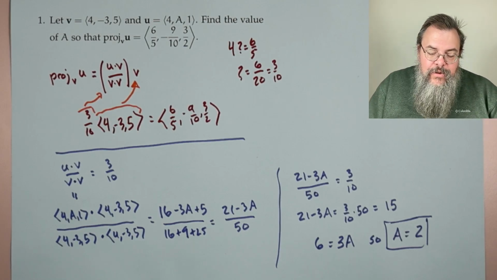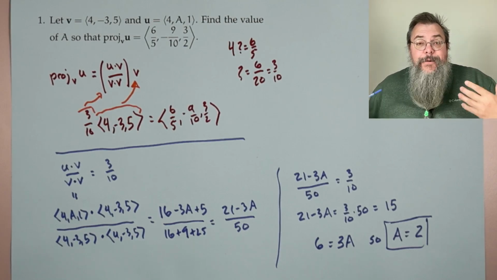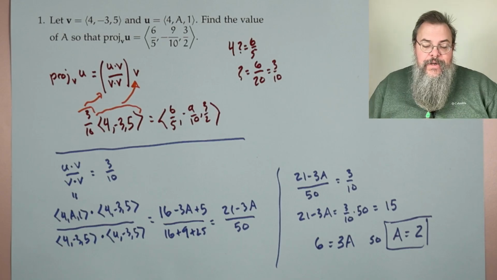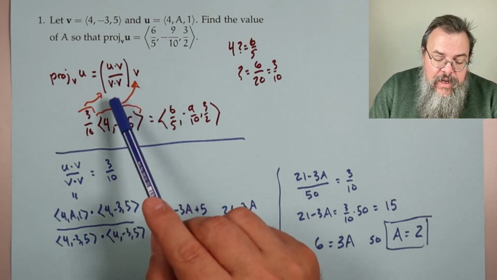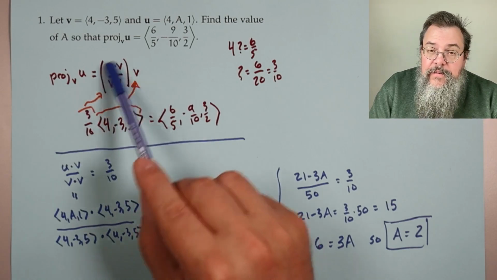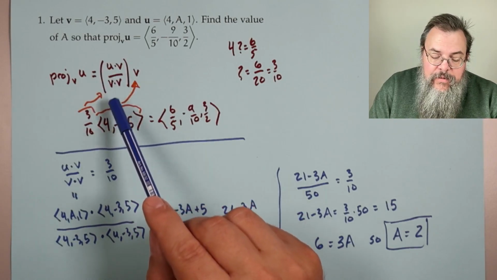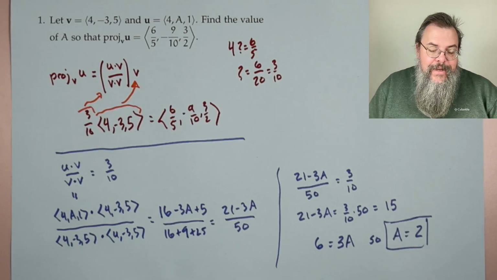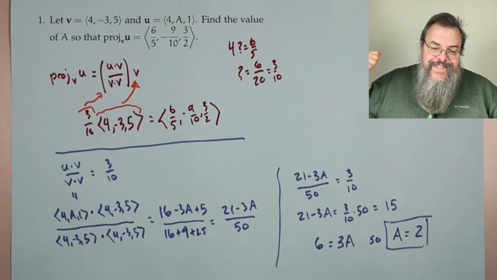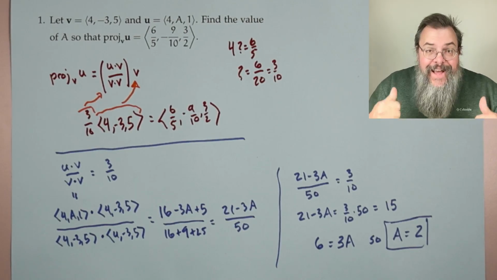So what did we do here? Well, we said, hey, we know how projection works. We know what the formula is. And so we used that to figure out what this u dot v over v dot v is. And then once we had that, it's just a matter of saying, okay, what is that force about a? All right, nice progress.